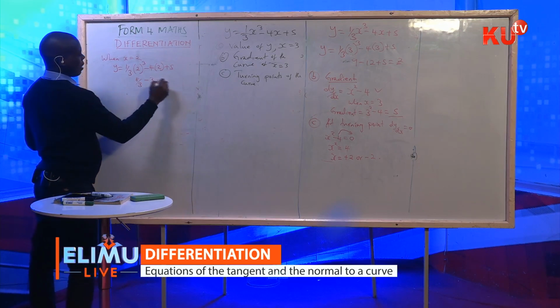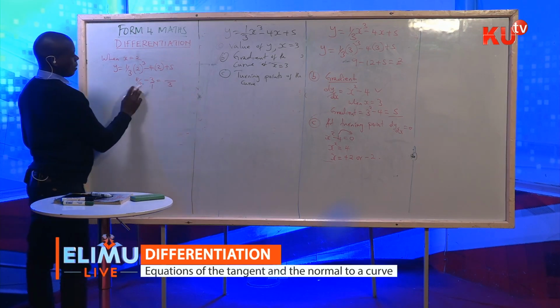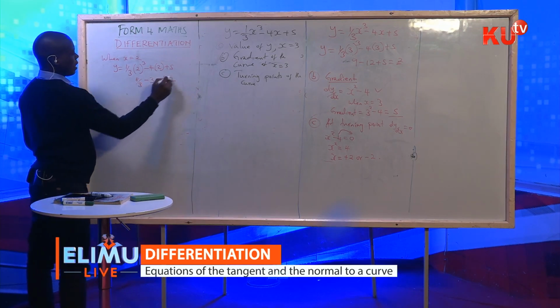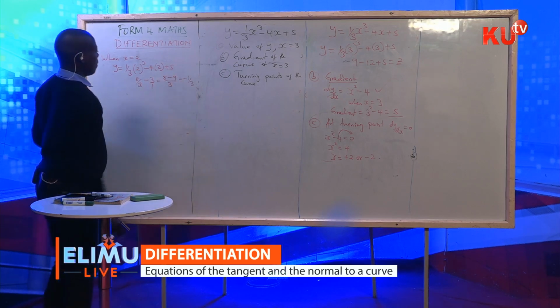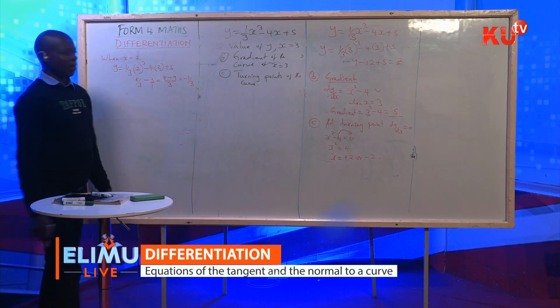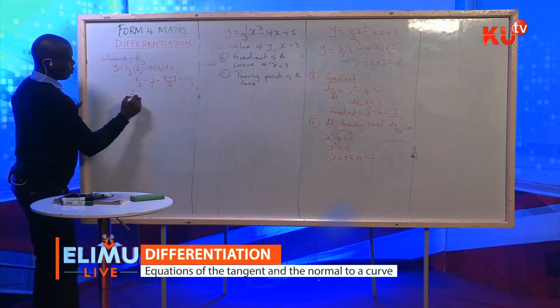And so over 1, and therefore the LCM is 3. 8 less 9. So it's negative a third. Therefore the point is (2, negative a third).